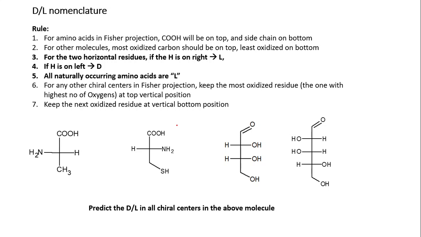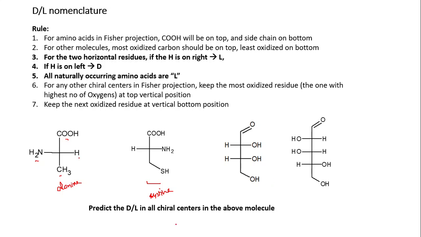The next thing that would come logically to optically active molecules is the DL nomenclature. So what is DL nomenclature? To understand that, you first have to put the amino acids or any biomolecule in the Fischer projection. Fischer projection means COOH on the top, CH3 on the bottom, and NH2 and H in the horizontal positions. This is for alanine, and this is for cysteine. This would be the DL nomenclature.